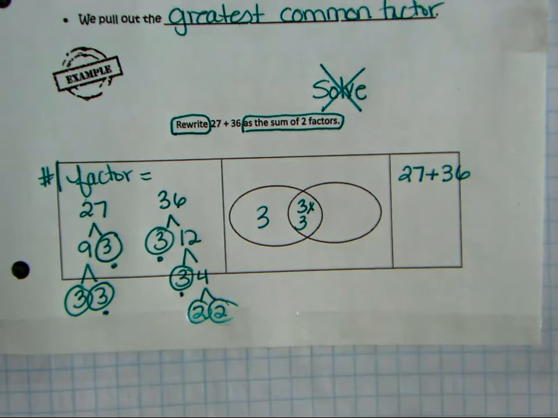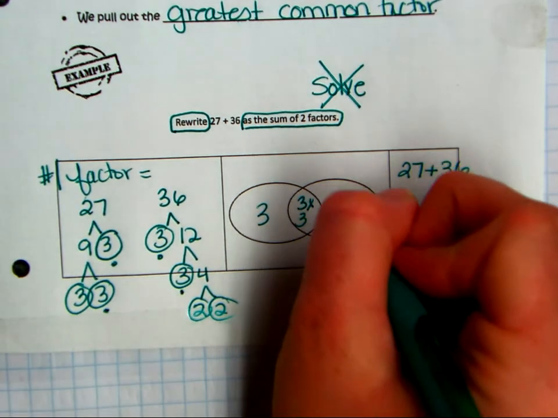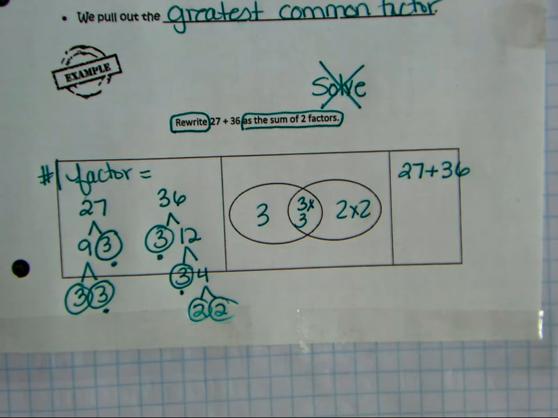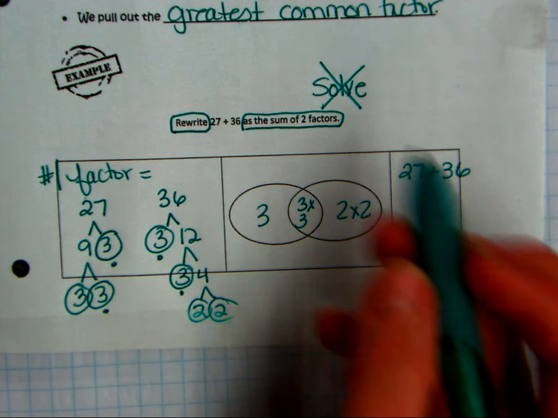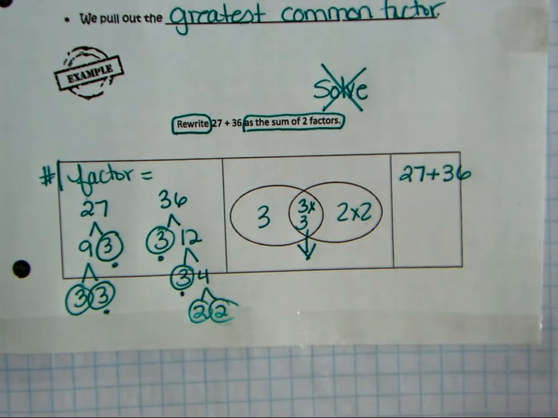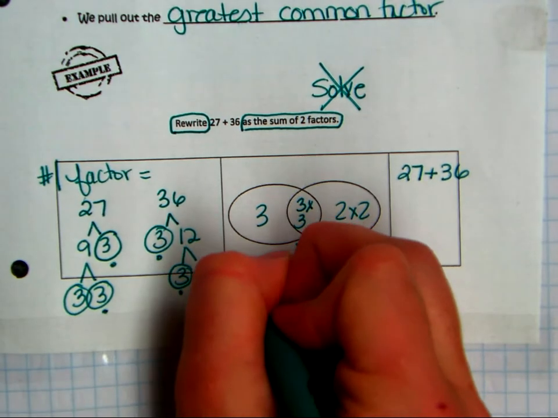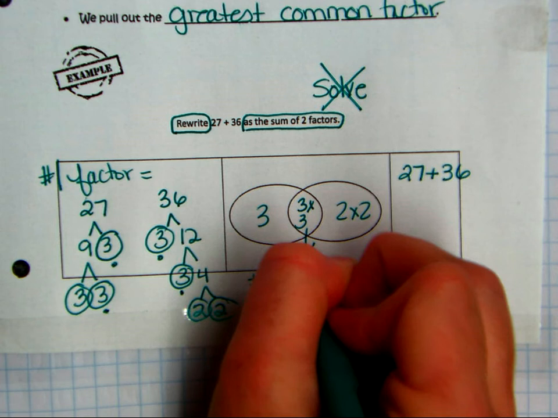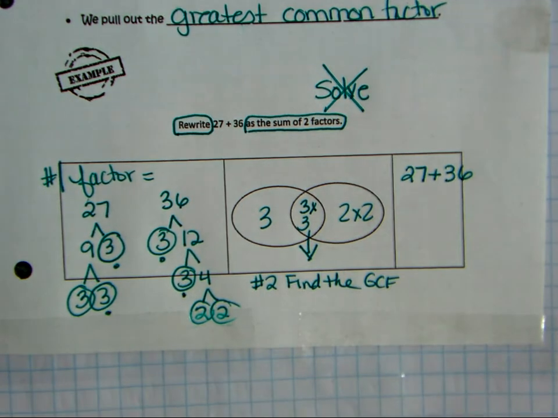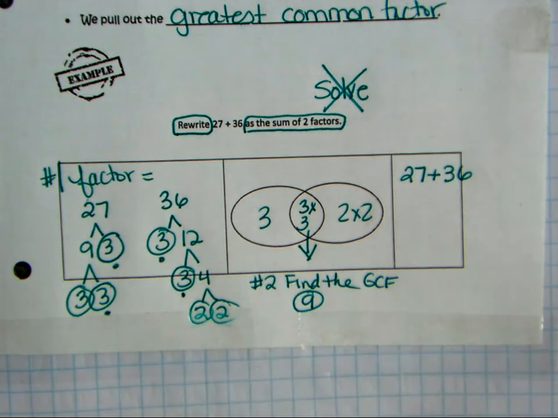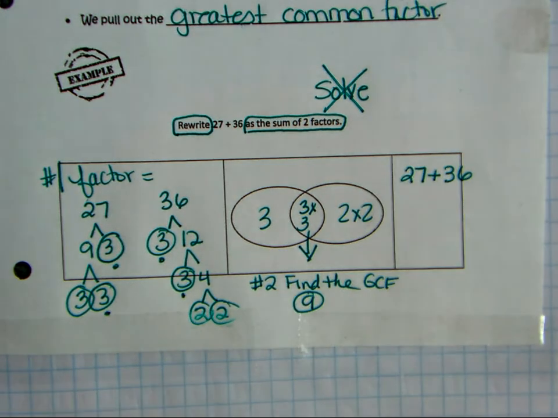I've got an extra 3, and I've got an extra 2 and a 2. But I don't need to really use those at this particular moment. What I need to do is just look at the center of this Venn diagram, and I'm going to find the GCF. So number 2, find the GCF. So finding the GCF, I'm going to say 3 times 3 is 9. That's my GCF.